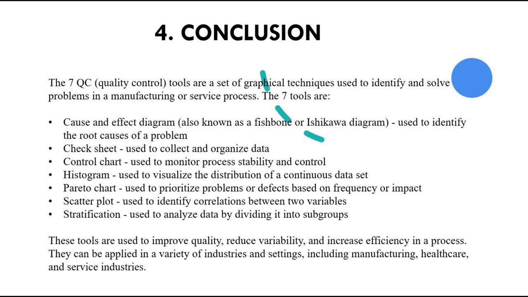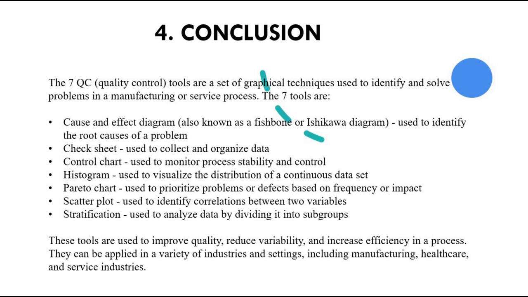Then we learned about the check sheet. It is used to collect and organize data. Then we learned about the control chart. It's used to monitor process stability and control. Meanwhile, we learned about the histogram. It's used to visualize the distribution of a continuous dataset. Then we learned about the Pareto chart. It's used to prioritize problems or defects based on frequency or impact.